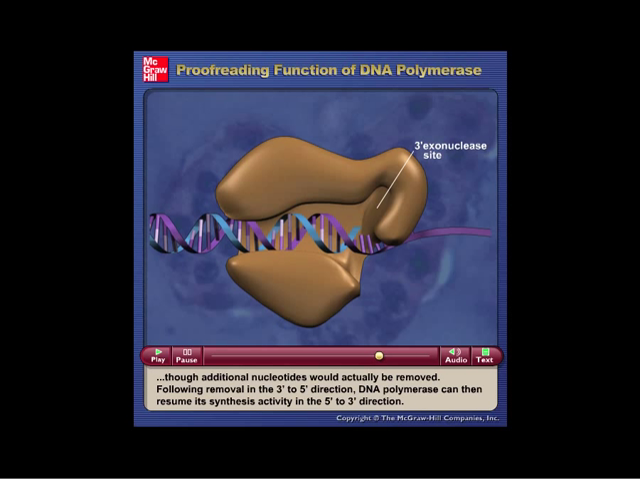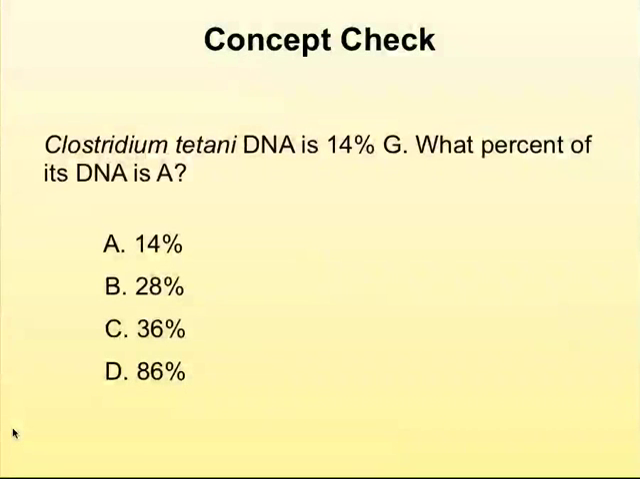Following removal in the 3' to 5' direction, DNA polymerase can then resume its synthesis activity in the 5' to 3' direction. The proofreading function reduces the overall error rate to as low as about 1 in 100 million for DNA polymerase III. And now before we go, a quick concept check.